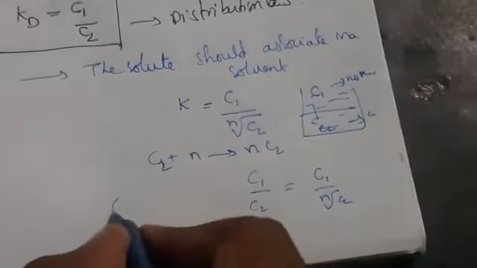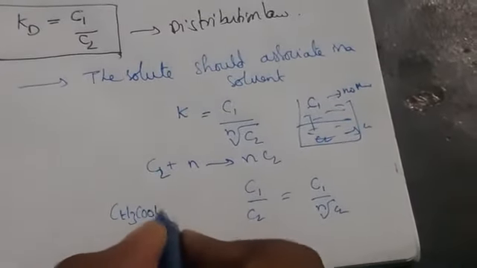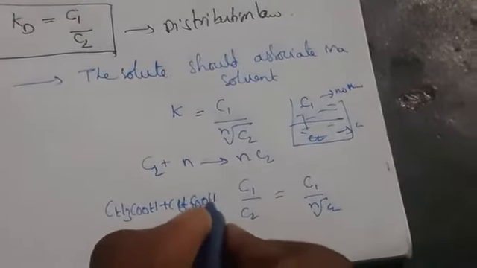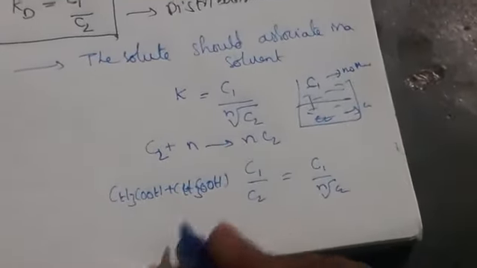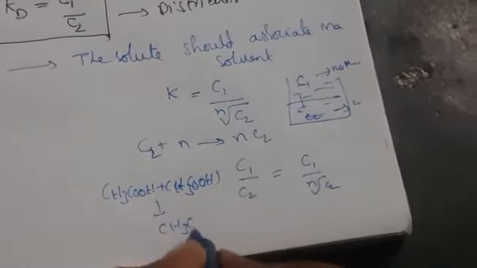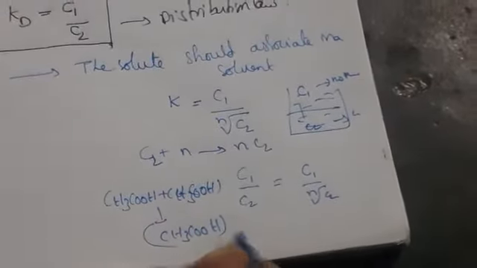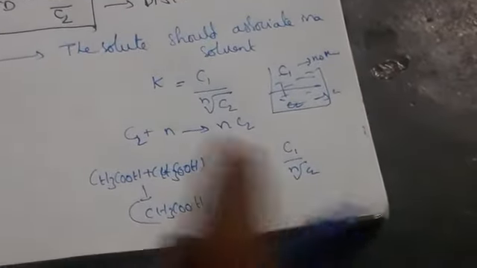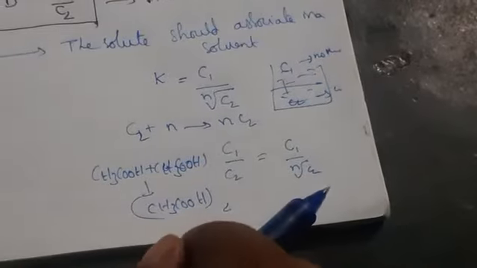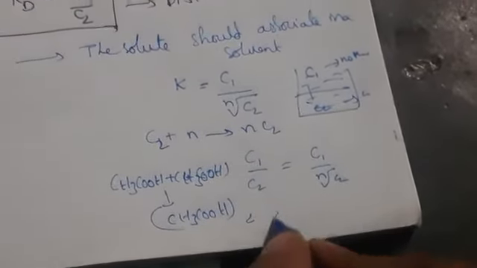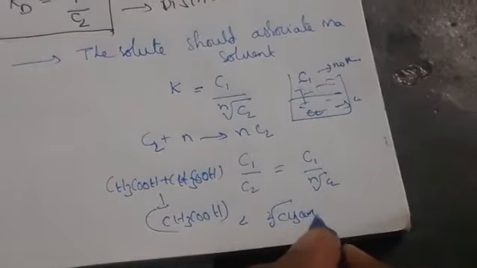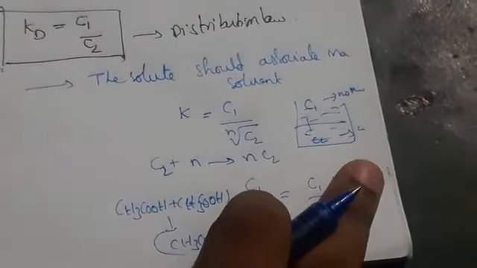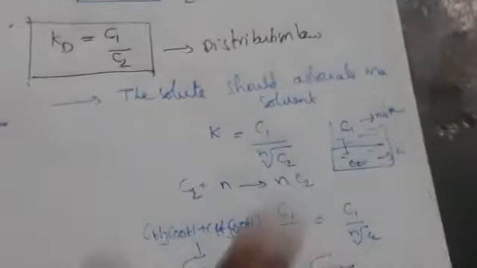Bimolecular compound is nothing but, if you take CH3COOH, two molecules of CH3COOH, you get the dimer (CH3COOH)2. So it is forming a bimolecular species. When it is forming two molecules and you find the square root, you get n root C2 here, that is 2 root of CH3COOH. So it is associating. It is not dissociating. This is the first condition.